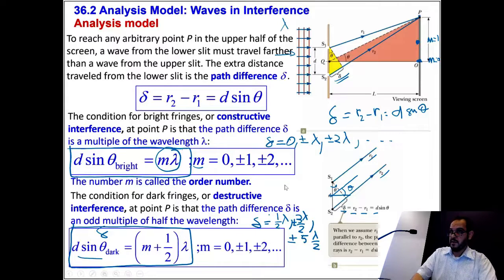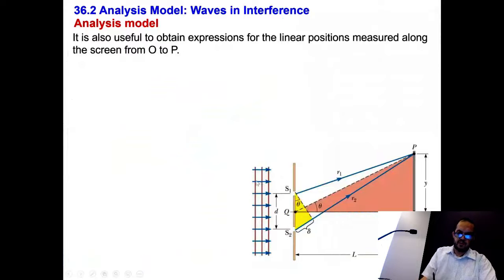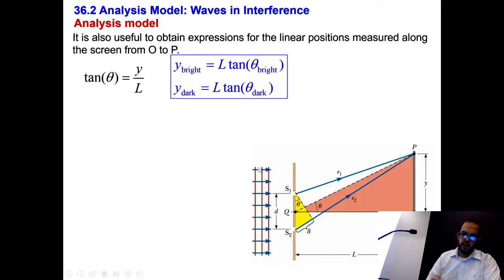Any questions? So these you have to remember. These are the conditions for constructive and destructive interference, and you will use them for solving problems. So what is the analysis model? If we have a double slit experiment, then we can determine that the position at point P, y over L, is tangent theta.